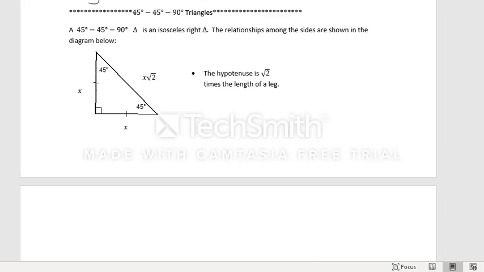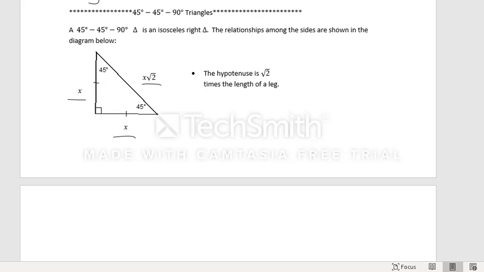Now let's look at our 45, 45, 90 triangles. So one thing that we know, because they're the same angles, the sides are the same. So if we label this leg x, the other leg has to be x as well. What will happen is that the hypotenuse will then automatically be x times the square root of 2.